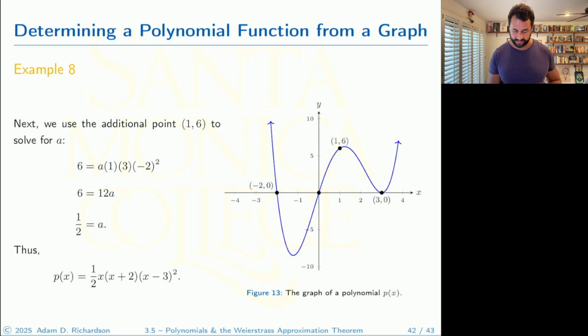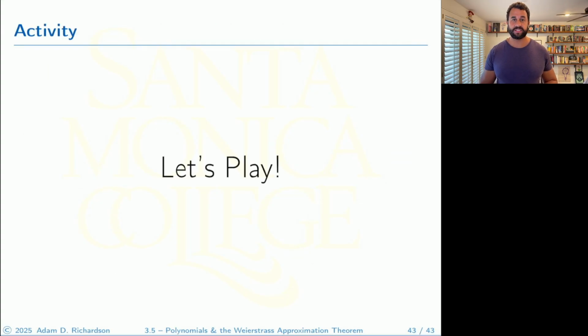So our output is 6, our input is 1. Go through and calculate that out. 6 equals 12a, so a equals 1/2. And so voila, that is the formula for that polynomial in smallest degree. Again, the degree could be larger because we can't actually see directly what the degree is, but we chose the lowest multiplicity possible for each root. So that means the degree is as low as we can get it. All right, and on that note, let's play.